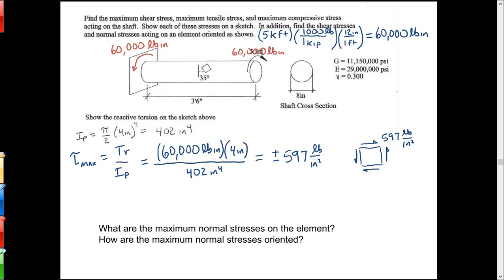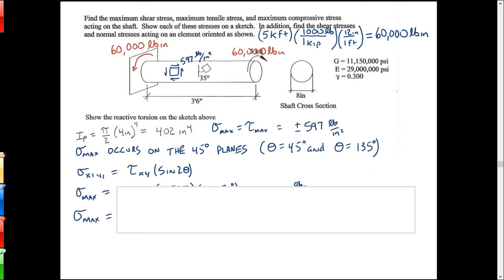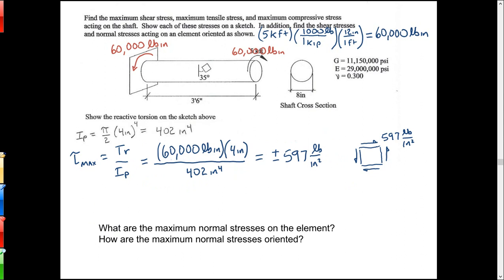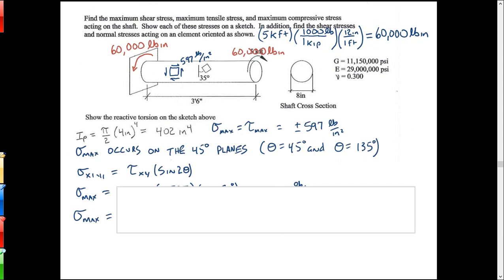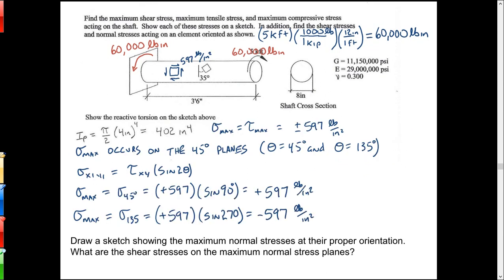Formula 98. Tau max is sigma max is tau xy is TR over I. So all that stuff numerically is equal. So that's just 597, and that is also the maximum normal stress. Now the shears you kind of have to draw visually. You have to look at those applied torsions and get the arrows going in the proper direction. The normal stress stuff, you could do numerically too. You could either do it visually like we just did, or you can just use this formula.